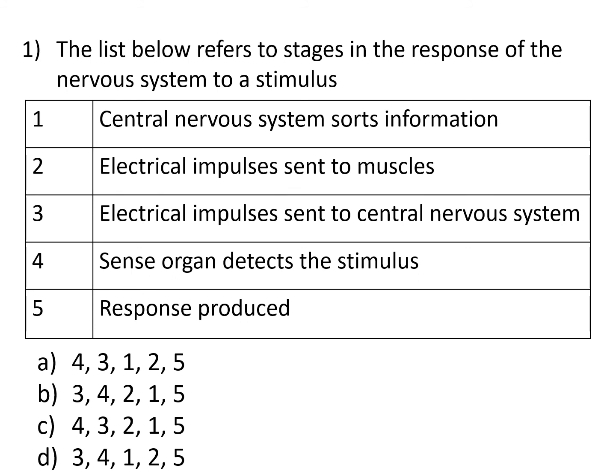So the answer to this would be A. It would be your sense organ detects the stimulus, so number 4, followed by 3, which is your electrical impulses sent to the central nervous system. Then it would be 1, the central nervous system sorts out the information, and then it would be 2, your electrical impulses sent to your muscle, and then it would be 5, a response is produced. So well done if you managed to get that correct.